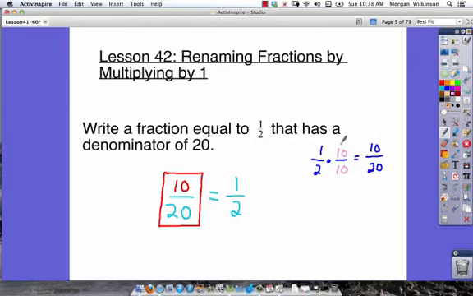10/10ths, well that's the same thing as 1. If we put our 1 in the middle there, we've got our fraction equal to 1, and we can rewrite, and we get the answer just a little bit different way, but exactly the same value. Either way gets us the right answer. Let's look at another example.